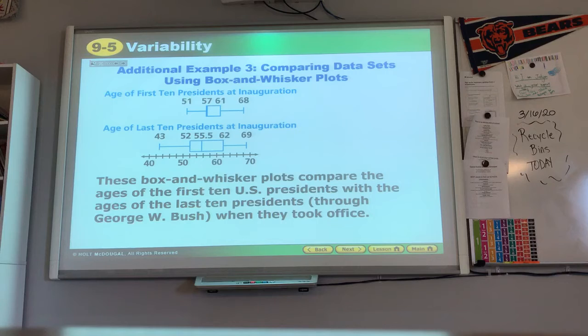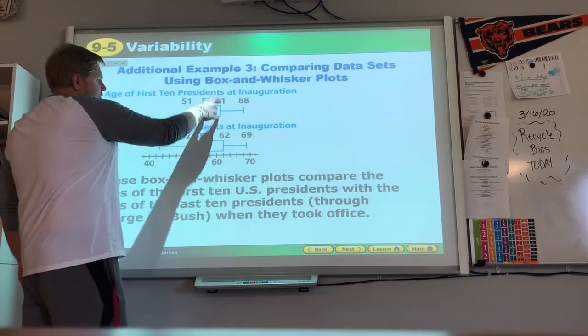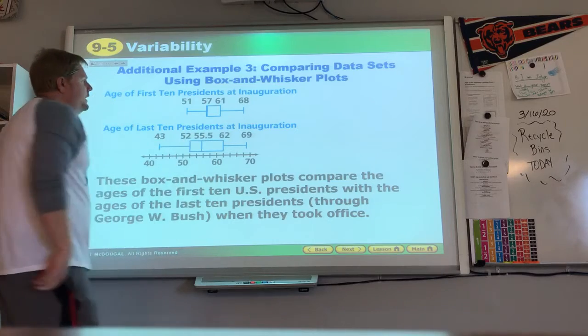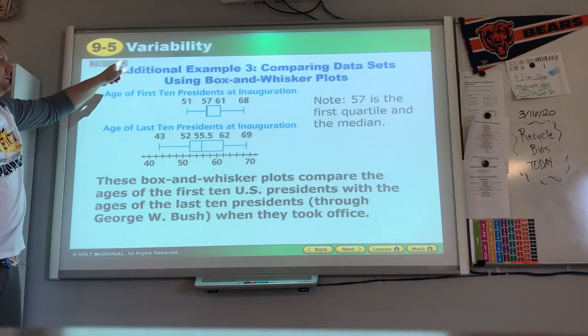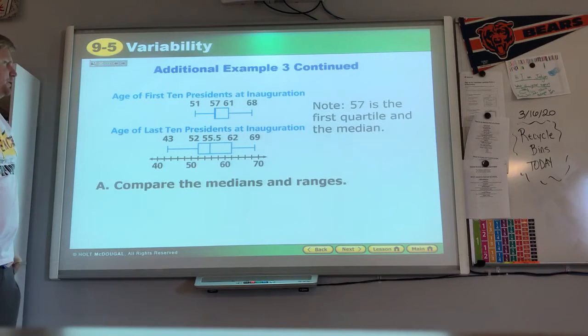These plots compare the ages of the first 10 presidents and the ages of the last 10 through George W. Bush when they took office. All right? When we look at that, you can see the age range has increased, but that general age range has got younger and increased as well. All right? So, what does that tell you? 57 is the first quartile and the median. All right. Compare the medians and the range.